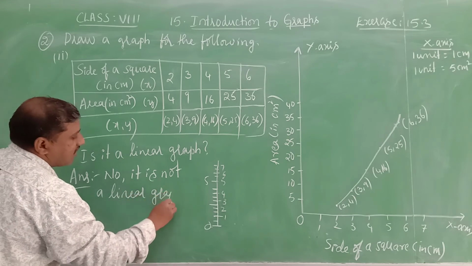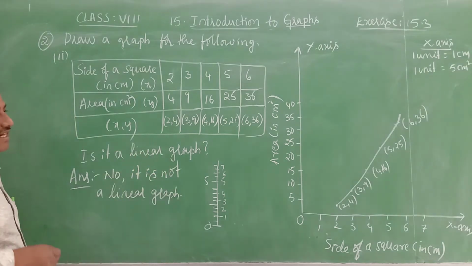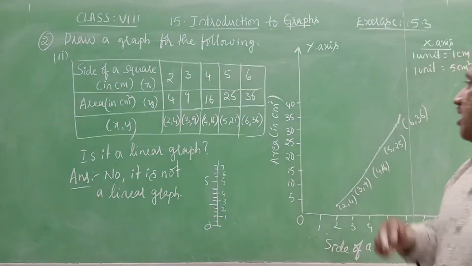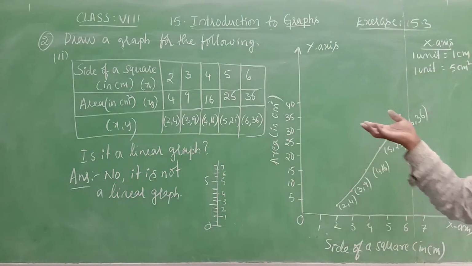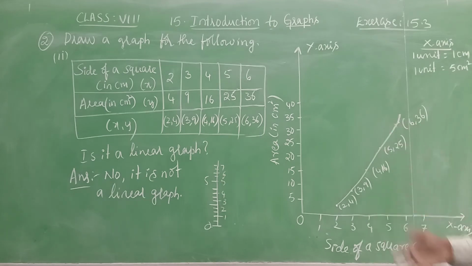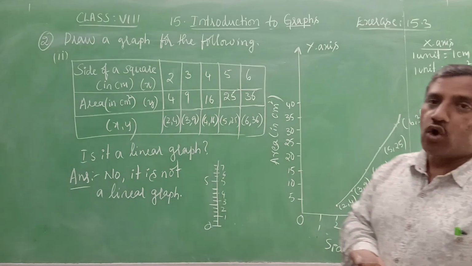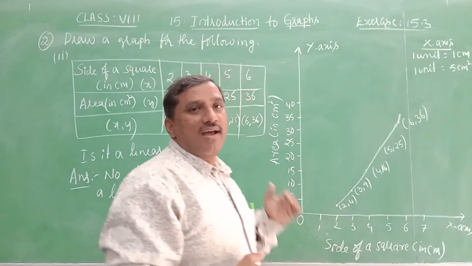So like this we can represent the graph. If any questions are asked on the graph, you can answer them by observing the graph which we have drawn. Using that graph, we can answer n number of questions. I hope you understand how to draw linear graphs.